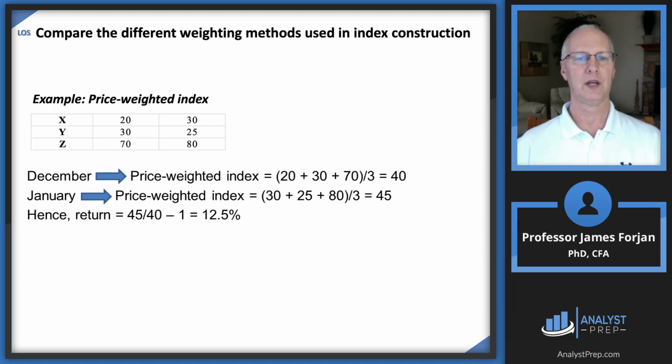All right, here's an example. Let's suppose that we've got three stocks, X, Y, and Z, and their prices today are 20, 30, and 70, and then their prices tomorrow or some other time period are 30, 25, and 80. Well, let's go ahead and compute the price-weighted index. And so we're just going to divide by 3 in this case because there are 3 stocks. And we're going to get 40, and then we're going to get 45, so that return is 12.5%.